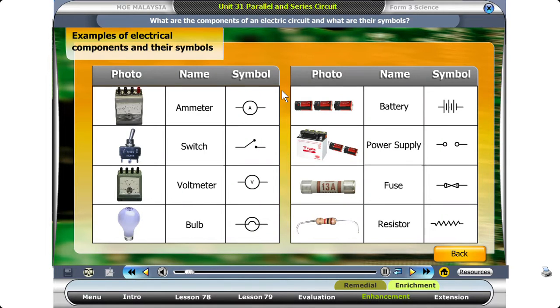An electrical component is drawn using symbols. The table shows some examples of electrical components and their symbols.